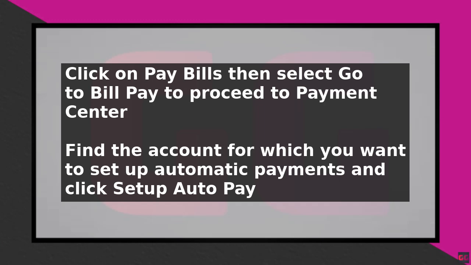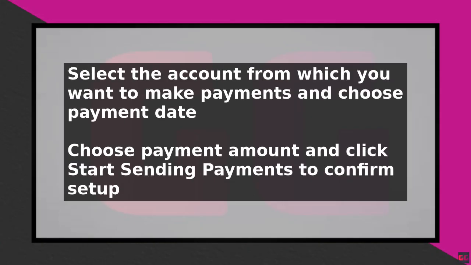In the Manage Auto Pay dialog that appears, select the account from which you want to make payments. Choose the earliest delivery date as the payment date, and then select the payment amount. Paying the statement balance is recommended to avoid interest charges. Finally, click Start Sending Payments to confirm the setup.